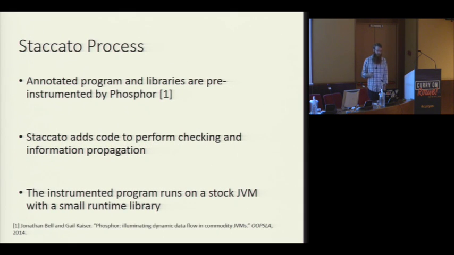Staccato is a two-step process. First, an annotated program and libraries are pre-instrumented with the Phosphor tool, which adds primitive information flow tracking for values and arrays. This intermediate program is then fed into the Staccato instrumentation tool, which adds code to perform the checking and information propagation. And then this instrumented program is run on a stock JVM with a small runtime library.